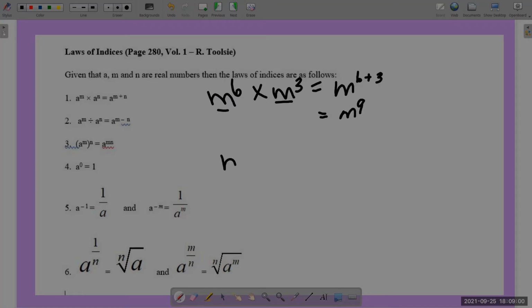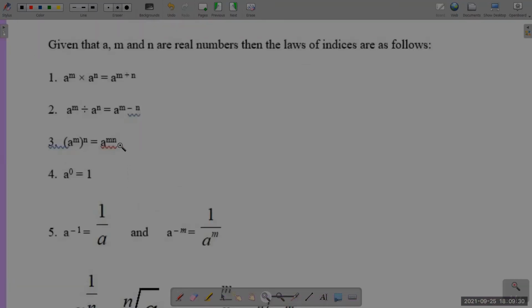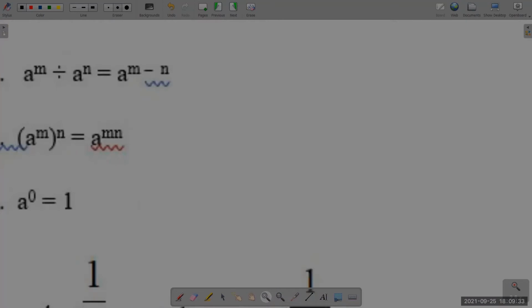And if we're doing division, let's use the same two terms, but instead of adding, we do the opposite, which is subtraction. So it would be 6 subtract 3. And so your answer would be m to the 3rd power. All right, so that's the first two laws. Now the third law talks about brackets. Remember, we learned that before, that sometimes brackets mean do it first, and in other cases it means to multiply. In this example, it means to multiply.